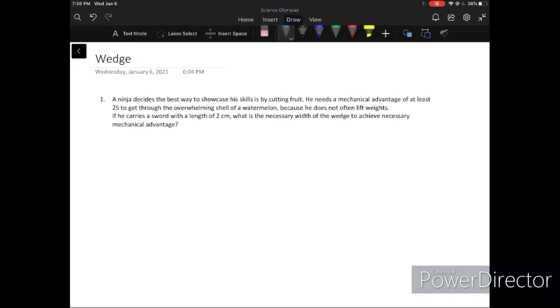Well, we know from our equation that the ideal mechanical advantage of a wedge is equal to the length of our wedge from front to back divided by the thickness of our wedge. We are given in the problem statement a length of the wedge of 2 centimeters. We are also given 25 as our mechanical advantage. So we'll just write those in really quick.